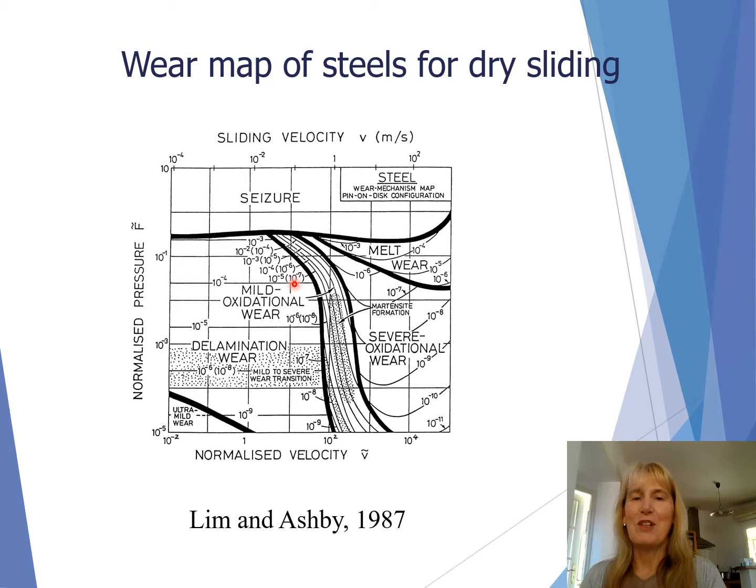It's mild oxidation wear here and severe oxidation wear here. This is where oxidation is very high, because as we increase velocity, and indeed pressure, we increase frictional heat. That means very high oxidation rates. As a result of the formation of oxides on the surface, and those oxides being ductile, the wear is reduced. In this case, the oxides are removed, and at very high normalized pressures and velocities, we get melt wear.